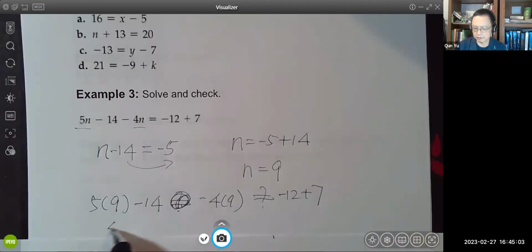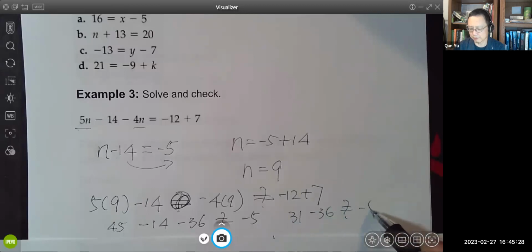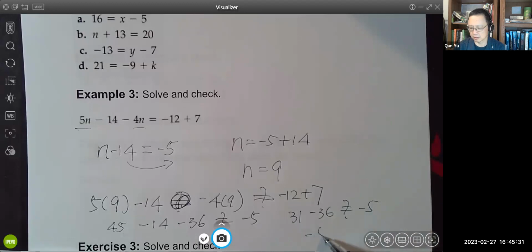So this is 45 minus 14 minus 36. And the other side is -5. Let's see if they are equal. 45 minus 14, that's 31. So 31 minus 36, is it equal to -5? And it is equal to -5.